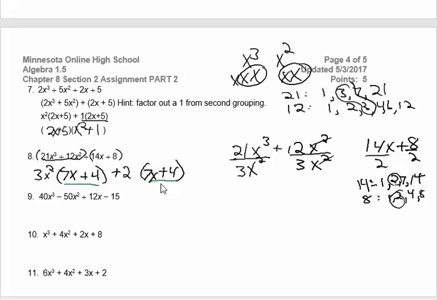Since I did get the same thing for both sets of parentheses, my next step is to write that 7x plus 4 in the first set of parentheses. In the second set of parentheses, I write what's left after I factor out the 7x plus 4. So in the first part, the 3x squared is left. In the second part, the plus 2 is left. And that is the answer for number 8, right here.